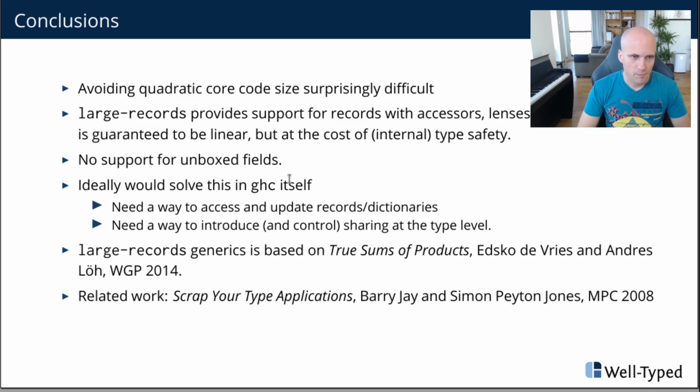So to conclude, avoiding quadratic code size is difficult. It's often that I was working on this and I thought, surely this is going to be fine, and then I ran my benchmarks and oops, quadratic code. So it's not easy at all. Large-records does it, but at the cost of internal type safety. We also have no support for unboxed fields. We could do it, but it would make a whole lot more things more complicated.